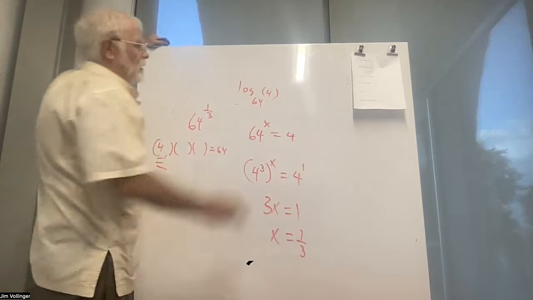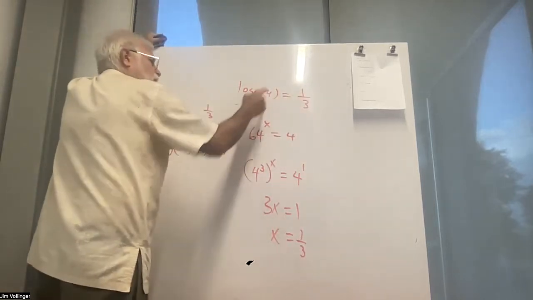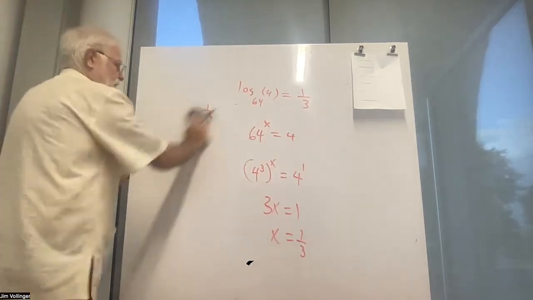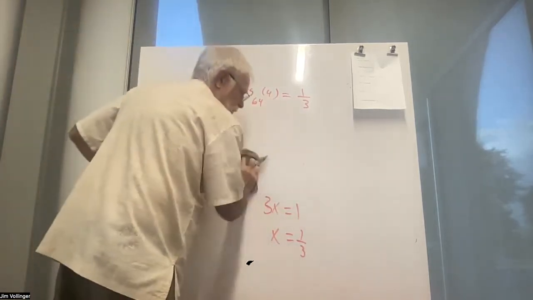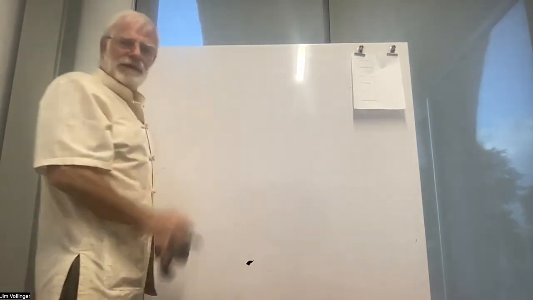So the answer to this was 1/3. Take the cube root of 64 and you get 4. All right, so we did that one in class. Hopefully that means a little bit more to you today than it did on Monday.